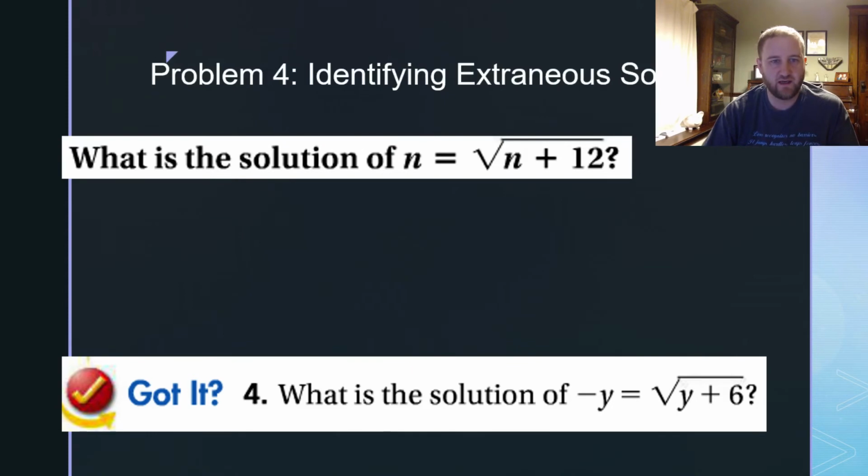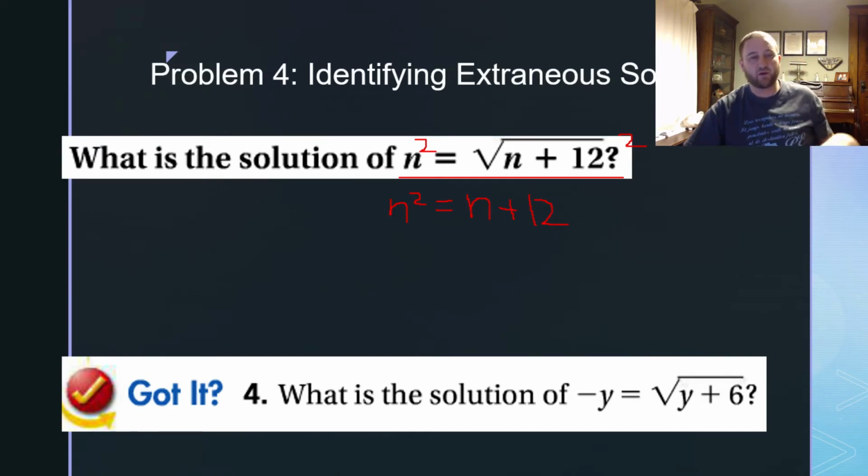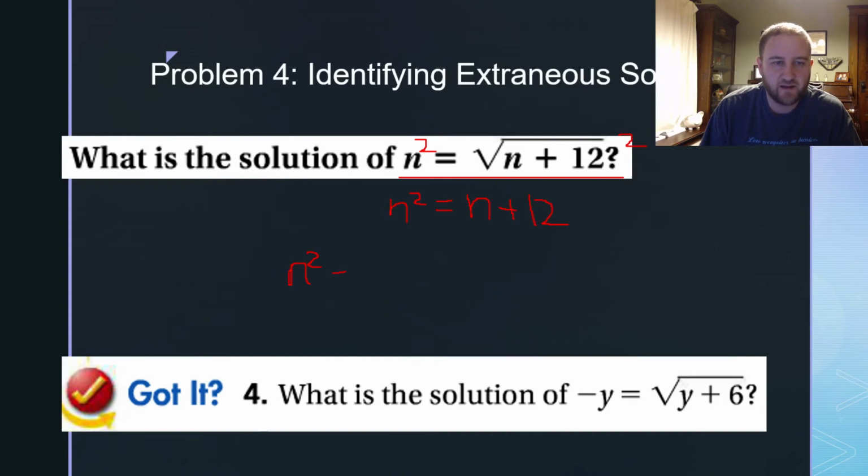All right, so problem number 4, identifying extraneous solutions. What's the solution of n equals radical n plus 12? To get rid of our radical here, we're going to square both sides. So we end up with n squared equals n plus 12. This is a quadratic equation, so we're going to need to combine everything on the same side. We're going to subtract n and subtract 12. So n squared minus n minus 12 equals 0.